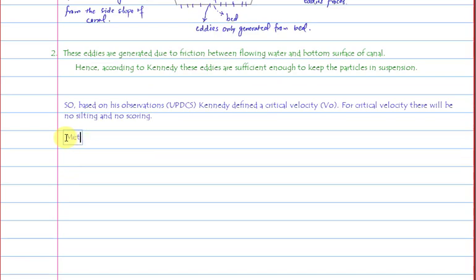Mathematically, we can represent critical velocity according to Kennedy as follows: critical velocity V naught is equal to C1 y to the power of C2. This is the equation given by Kennedy for critical velocity.